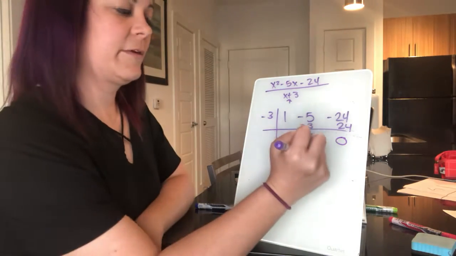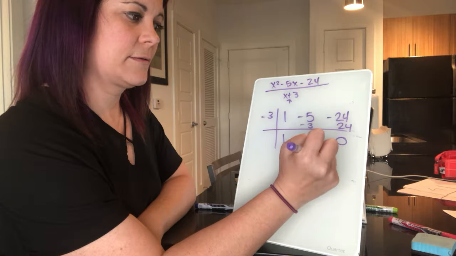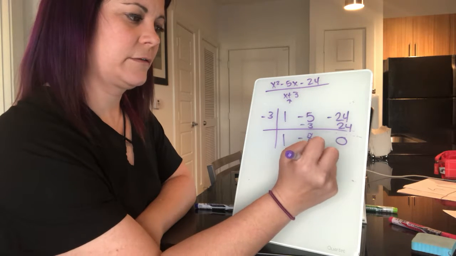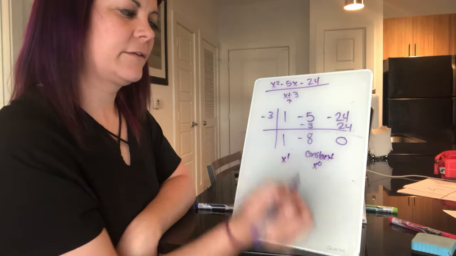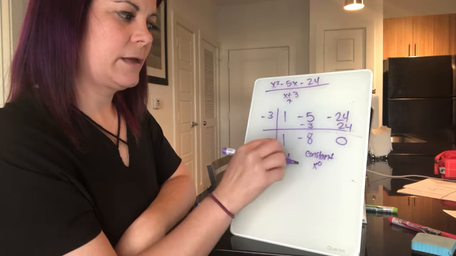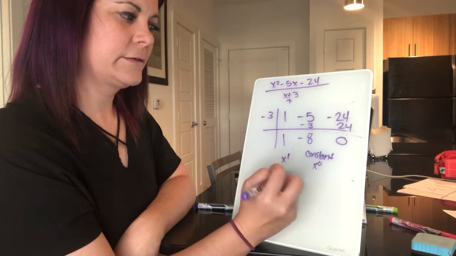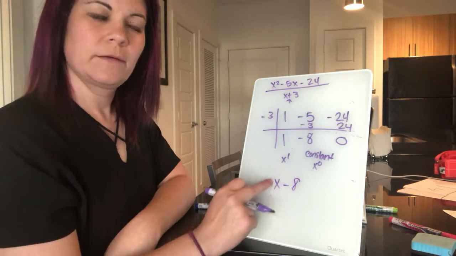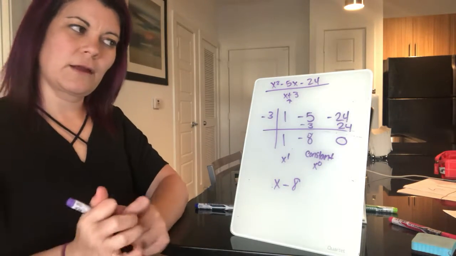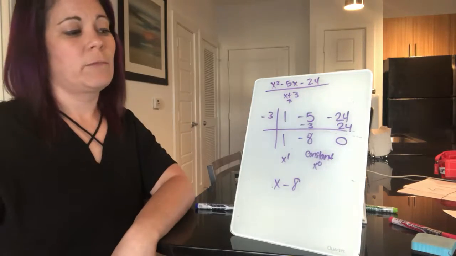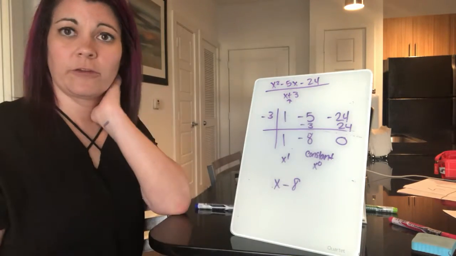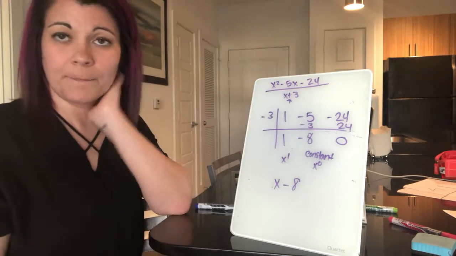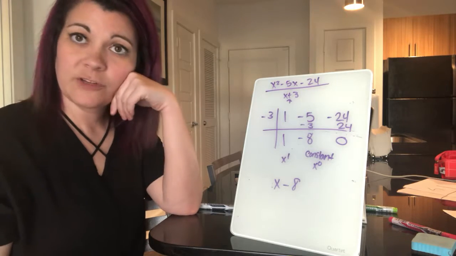Remember, this is your constant, which is x to the 0 power, and then this will be your x to the first. So this would be the coefficient 1x and then -8. And remember, we don't need the 1. So it can just be x minus 8 is our answer, and there's no remainder, so we don't have to add anything to the remainder and put it over the divisor. But that's how you do synthetic division.